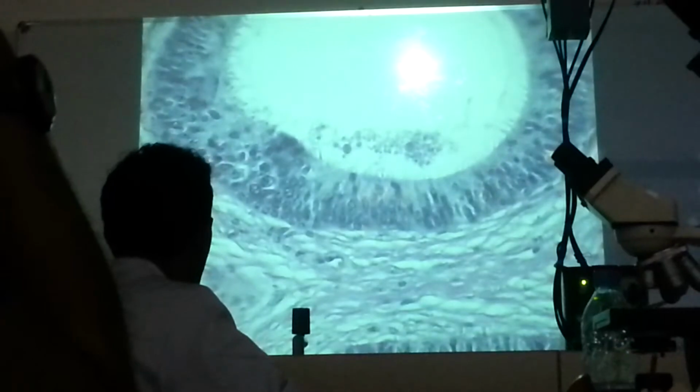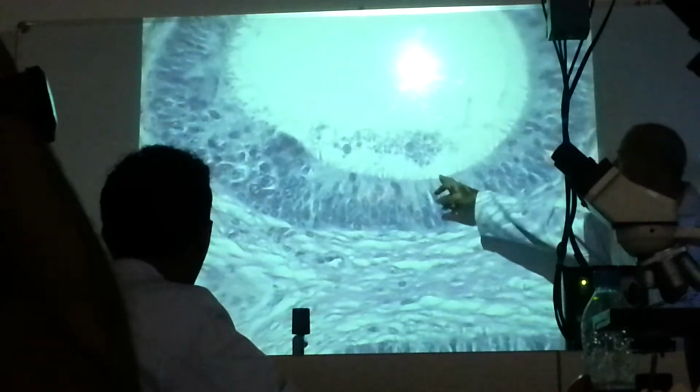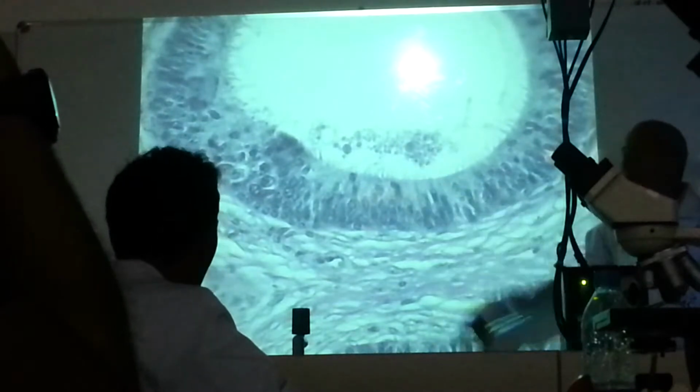Pseudostratified columnar provided with stereocilia. With stereocilia. Because they are long branched microvilli.